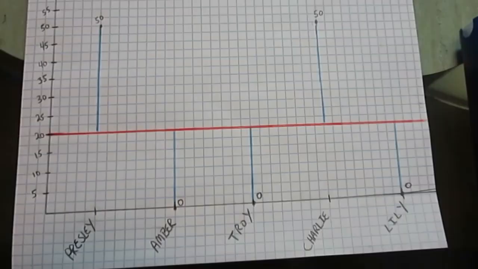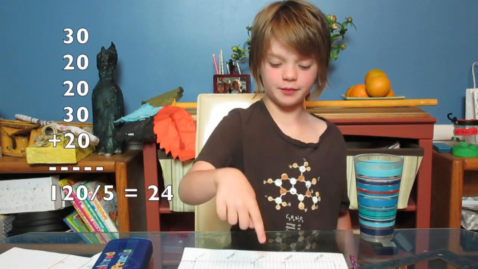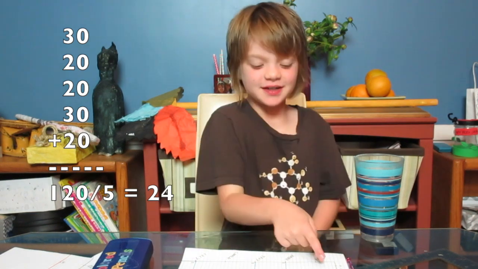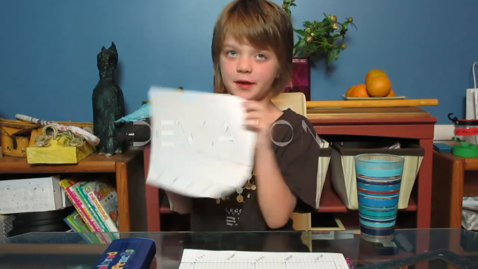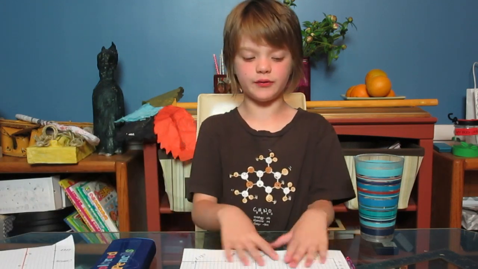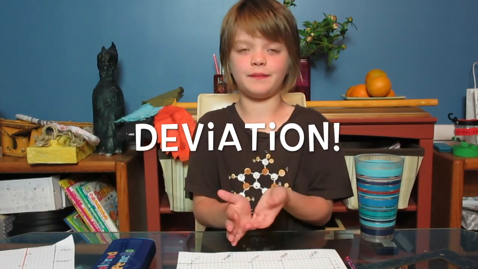So the people who have 50 are 30 away from the mean, and the people who have 0 are 20 away from the mean. So let's add those numbers up. 30 plus 20 plus 20 plus 30 plus 20 is 120. Divide that by 5 and you get 24. So the mean distribution of this number set is 24. You can tell from the mean distribution that these are really close together and these are really far away, and even the mean distribution here is bigger than the mean.